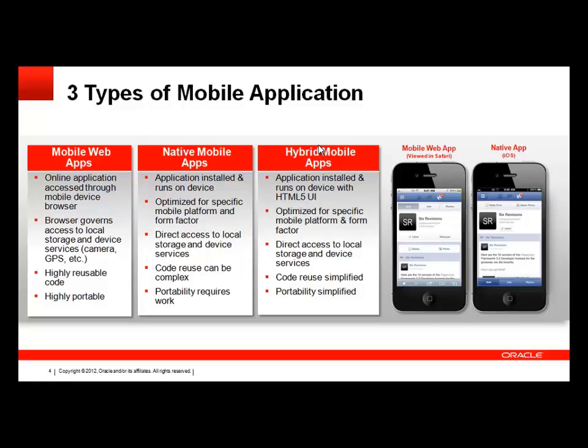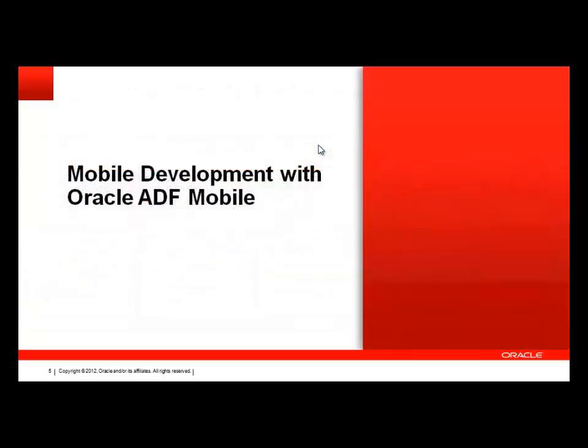A third type of application that we see in the market today is hybrid mobile applications. Those applications leverage HTML5 as the way to render the user interface on the device. HTML5 is able to give you more of a native look and feel for your application. The applications are then optimized for specific mobile platforms and allow you to directly access your local storage and device services. They increase the reusability of your code and the portability of your application across devices. Let's talk about the mobile development that Oracle ADF allows you to do.